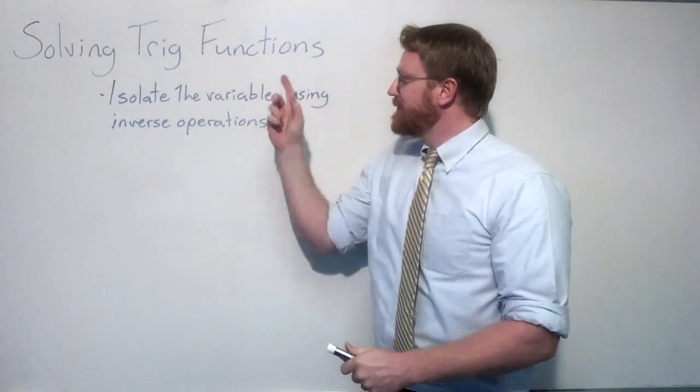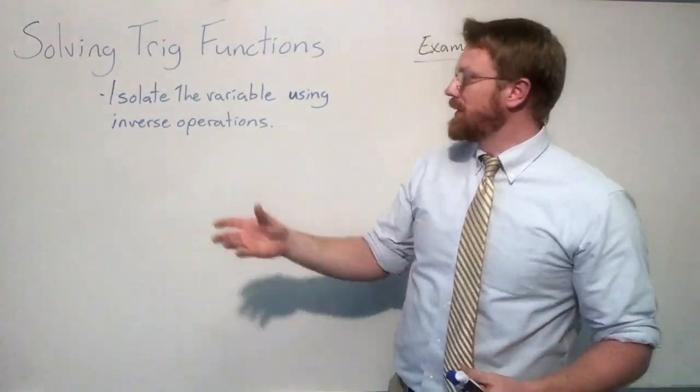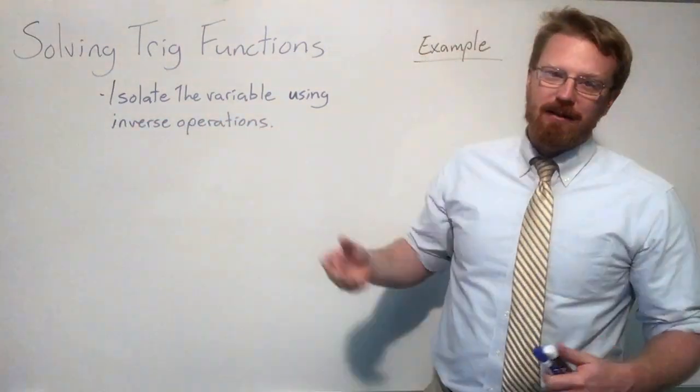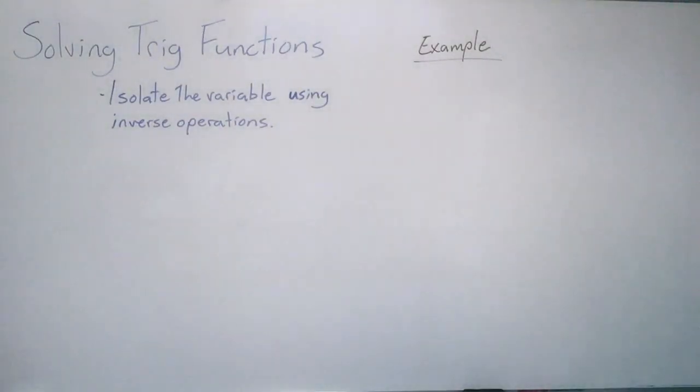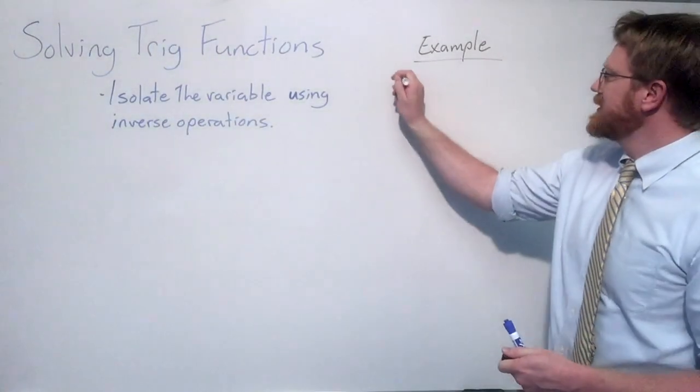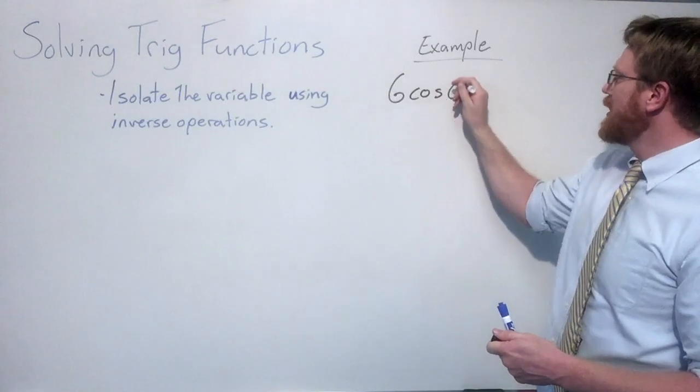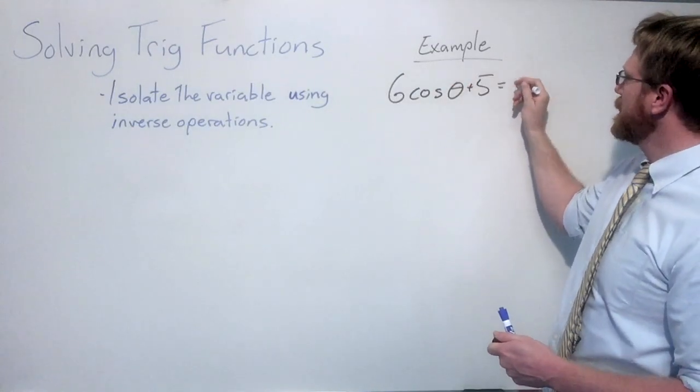Alright, here we're solving trig functions. Very basic Algebra 1 game of isolate the variable using inverse operations. However, we got a couple new inverse operations in play here. So for our first example, 6 cosine theta plus 5 equals 0.